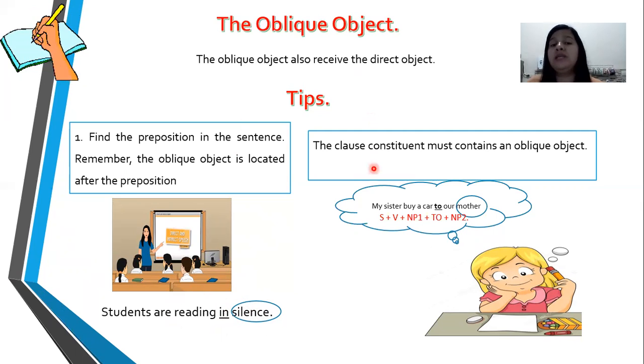Tip number 2. The clause constituent must contain the oblique object. Teachers can encourage students to create sentences based on their personal experience using constituent clauses. Through these sentences, teachers can explain that this type of sentence contains the oblique object. For example, my sister bought a car for our mother. As you can see here, my sister is the subject, bought is the verb, a car is the noun phrase one, to is the preposition, and our mother is noun phrase number two and also the oblique object.